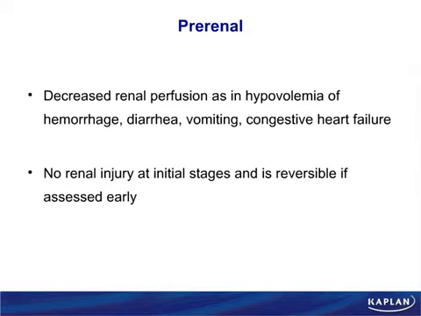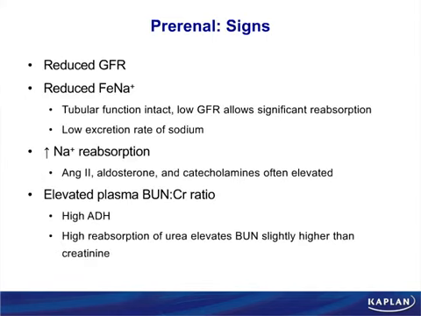treated early. How do we know we're dealing with pre-renal azotemia? Well, there will be a reduced GFR due to decreased renal perfusion and decreased renal blood flow from the low volume state. In these patients, you will see a reduced FENA, less than 1%. The FENA in pre-renal azotemia must be less than 1%. That's the definition. The tubular function is still intact.